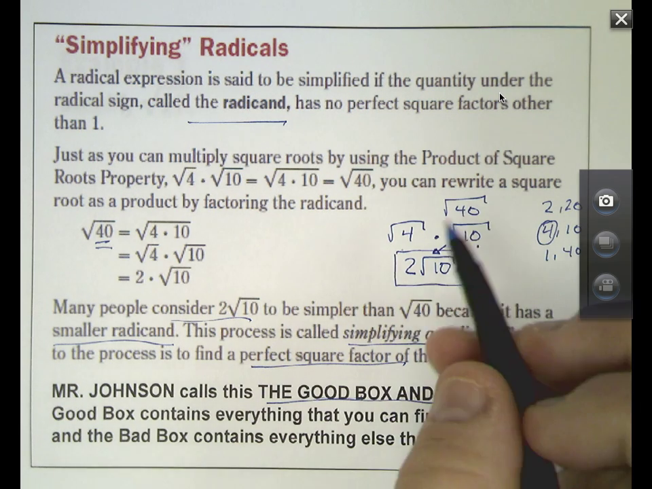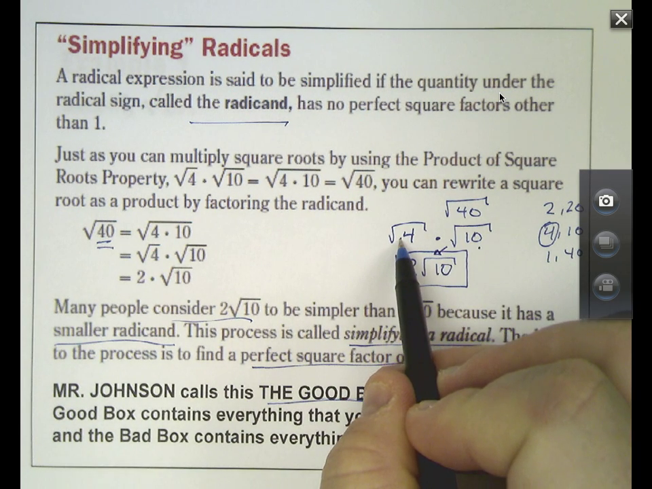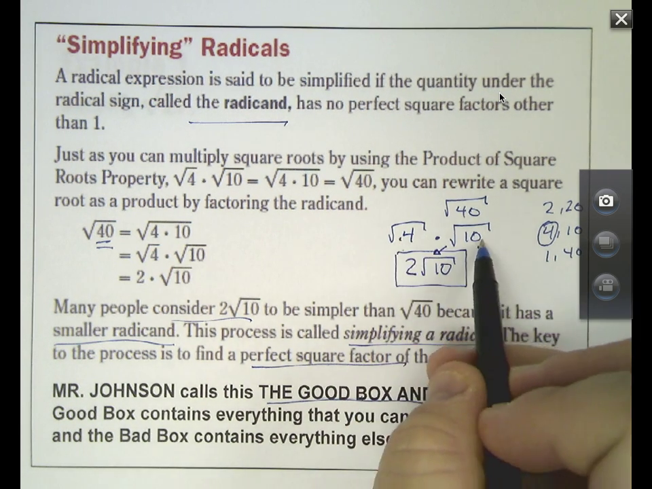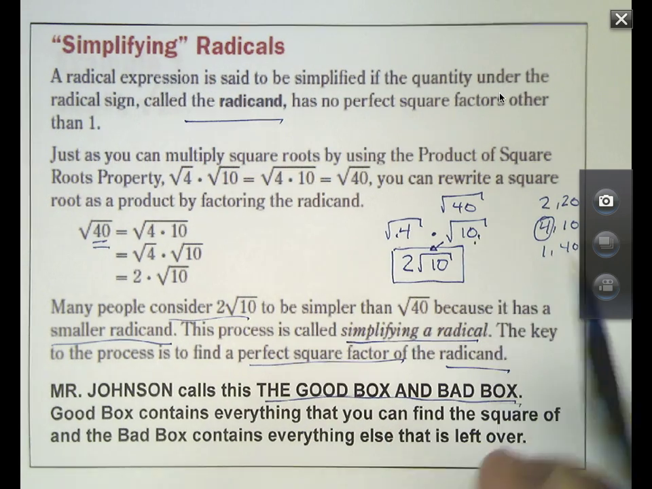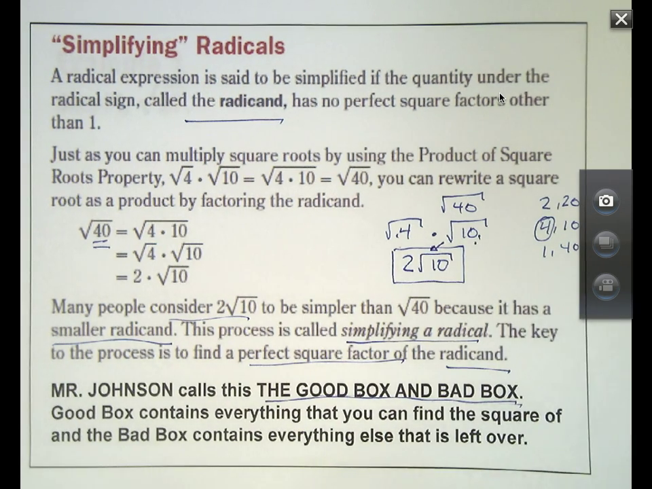Okay? So, as I said before, Mr. Johnson calls this the good box and the bad box. You're going to hear him say that numerous times. Good box is what you can find the square root of. Bad box is what you can't.